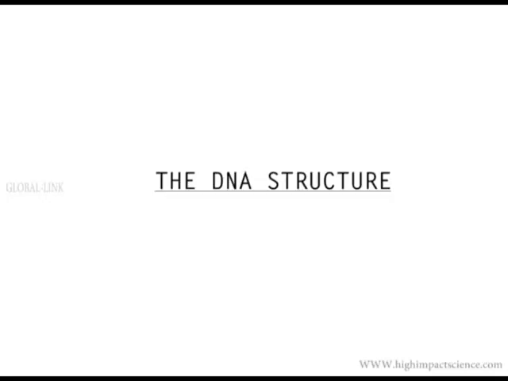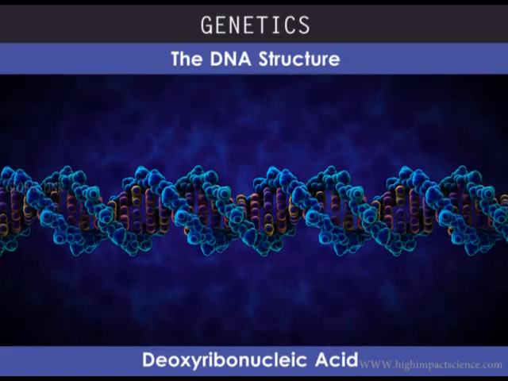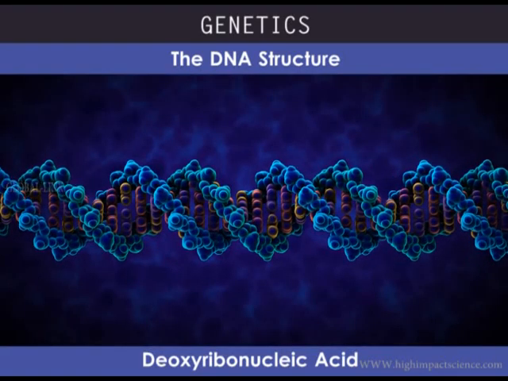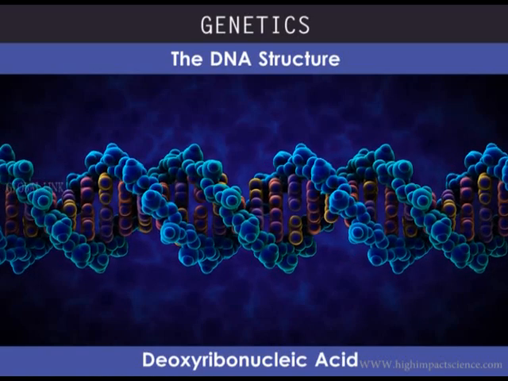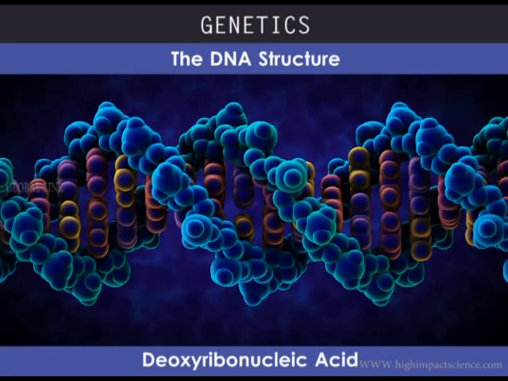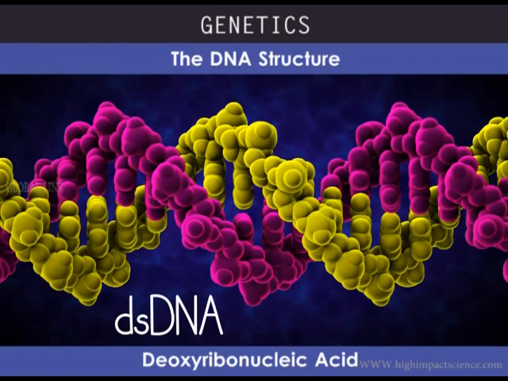And now we look at the DNA structure. The structure of the DNA, or deoxyribonucleic acid, was fully described by Watson and Crick in 1953. It is a ladder-like twisted structure made of 2 strands joined by hydrogen bonds. Inside the cell, the DNA is double-stranded, in which 2 strands intertwine to form a double helix.